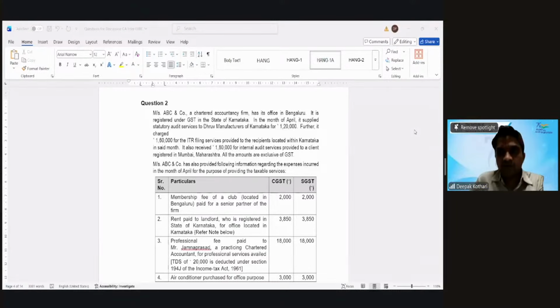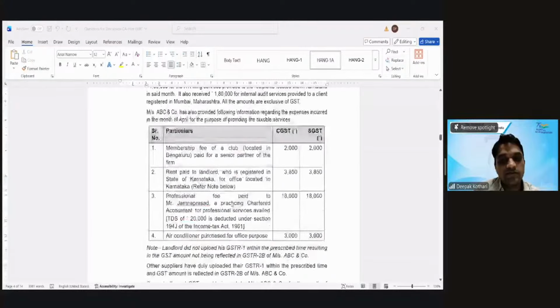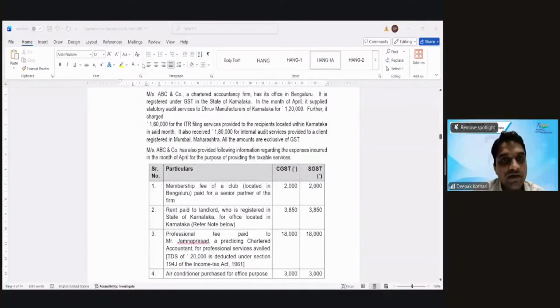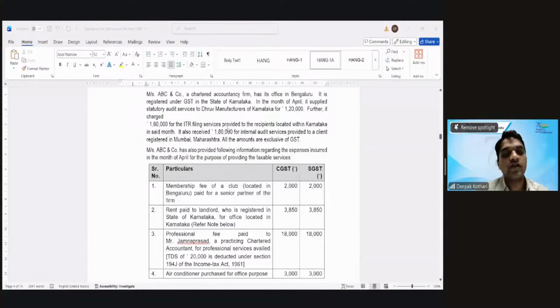Okay. So we'll proceed with the next question, question number two. So what is the answer? This is the question which I had asked before the break. Anybody solve the answer?